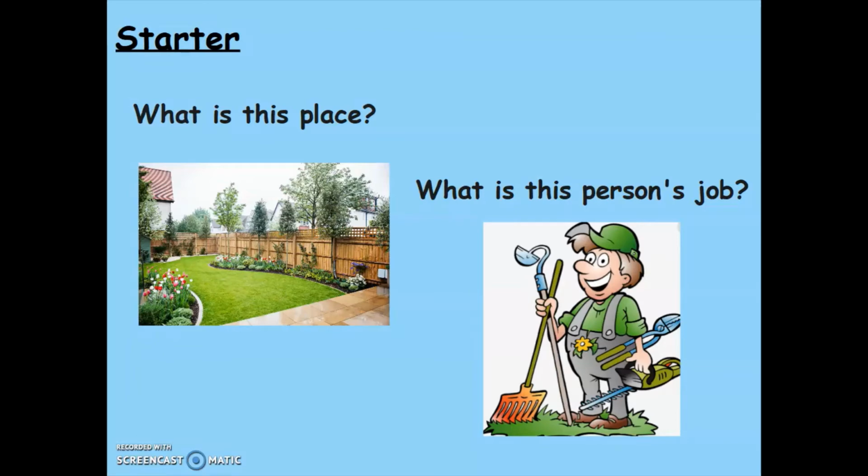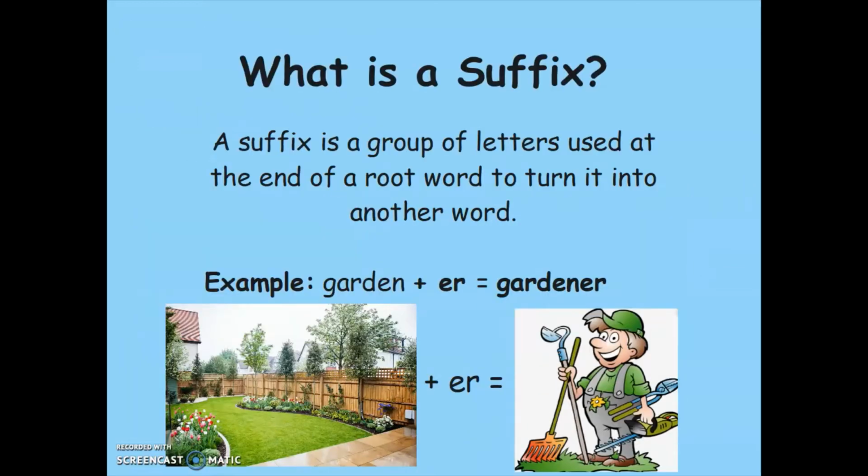To start with today, I want you to look at these two pictures. The first one, what is this place? You find them outside of your house, a bit of space outside your house, sometimes with some grass, maybe some flowers. And then what is this person's job? He seems to have a lot of equipment. What could he use that equipment for? So here we've got a garden, and the person was a gardener.